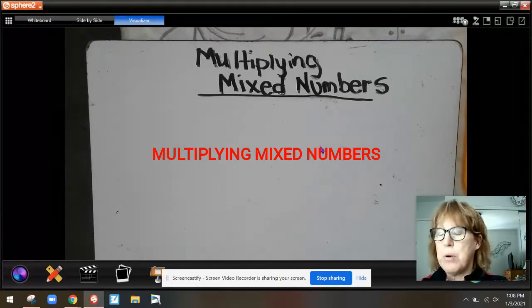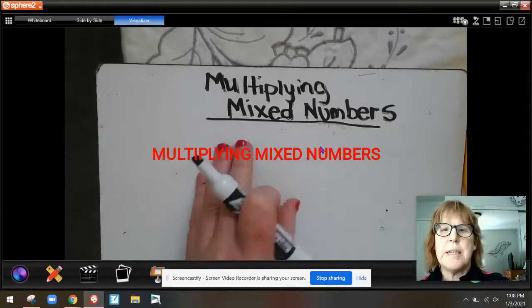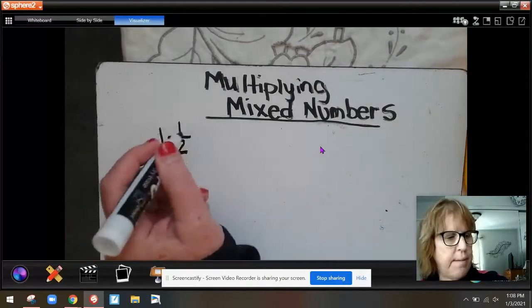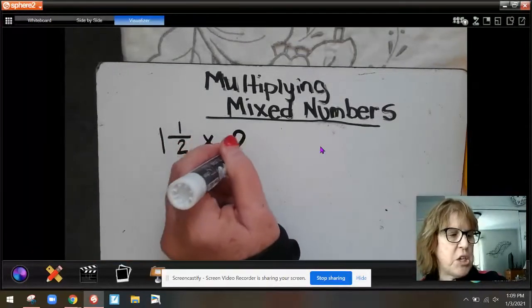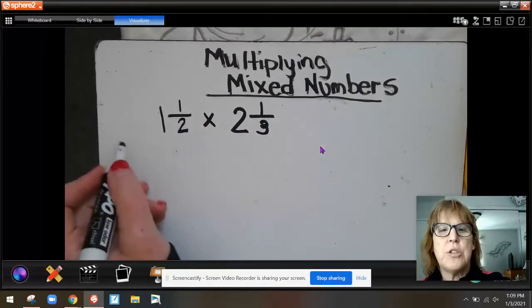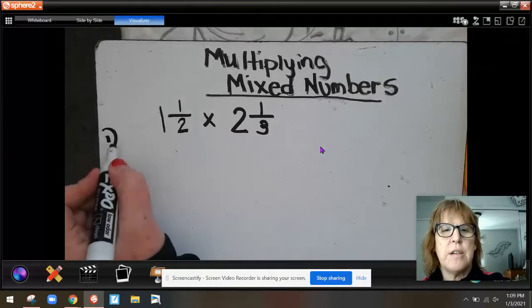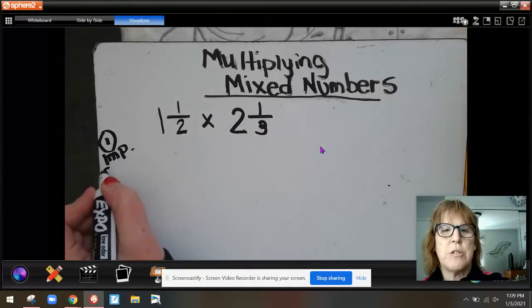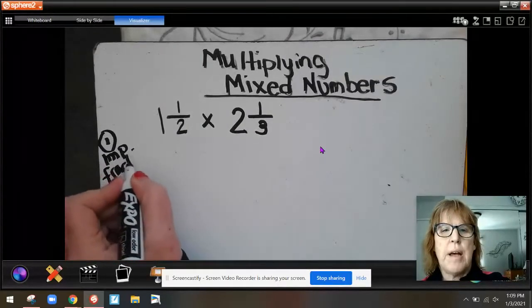So the first thing we're going to do when you multiply a mixed number, so let me just write this mixed number on here for you. We have 1 1/2 times, let's say, 2 1/3. Okay? The first thing you need to do is change these to improper fractions. Okay? Now we learned that a while ago.